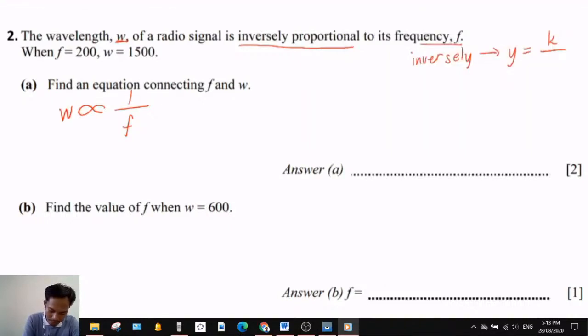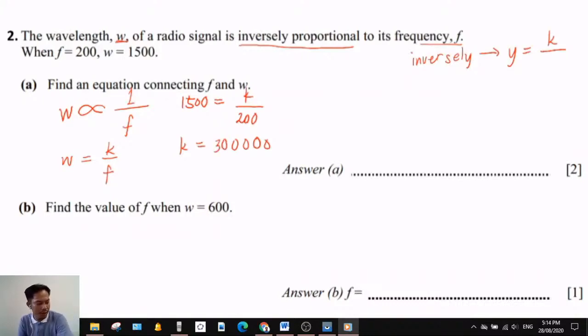Thus W is equivalent to k divided by f. When you say W is equivalent to k divided by f, you will just change the values of W and f so that you can find the value of k. W is 1500, is equivalent to k divided by f, which is 200. So the value of k is 300,000.